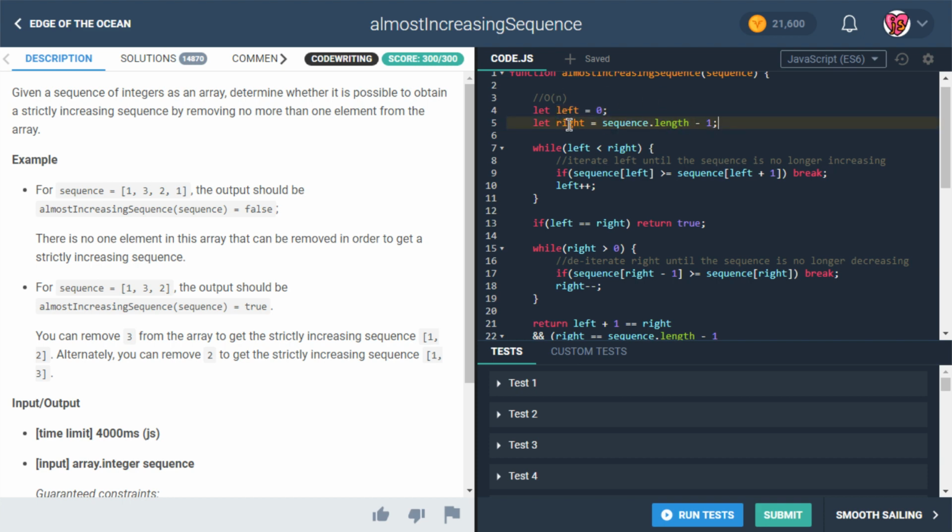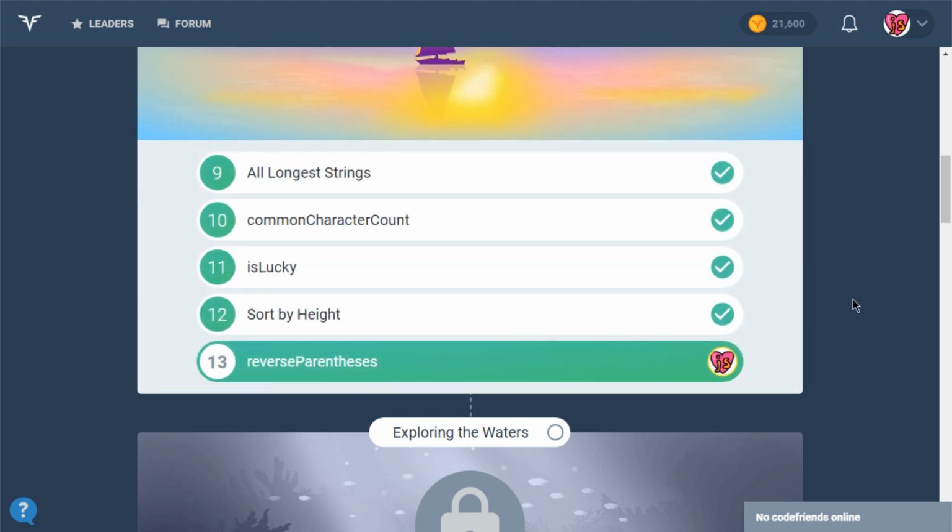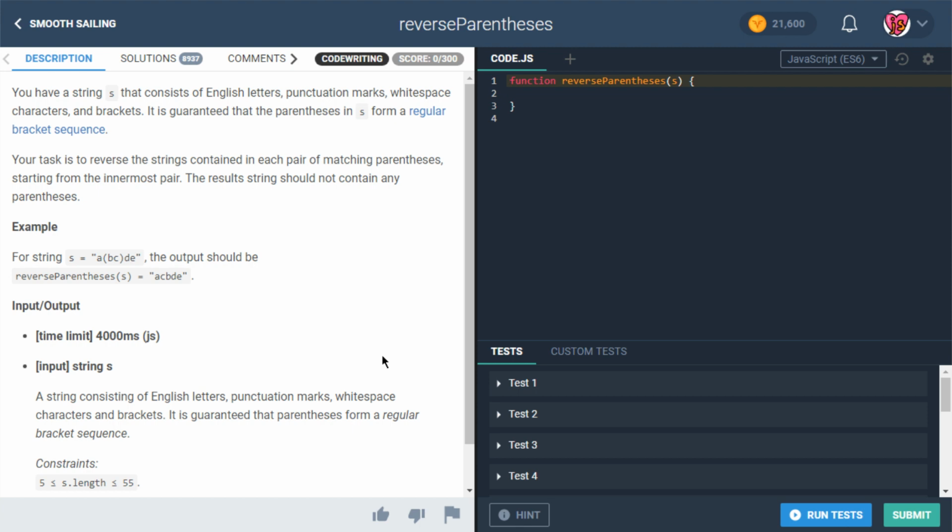That's the main thing I just want to remind you guys of before we move on, because we're maybe going to try a similar strategy for this next one. So remember that, iterating from the left, iterating from the right. We're going to try to apply that now to our current task, which is this one, reverse parentheses. So let's take a look at it. Let's see what it's asking.